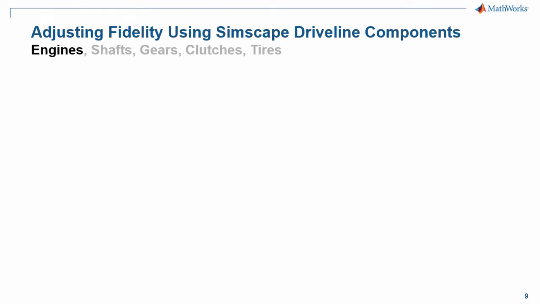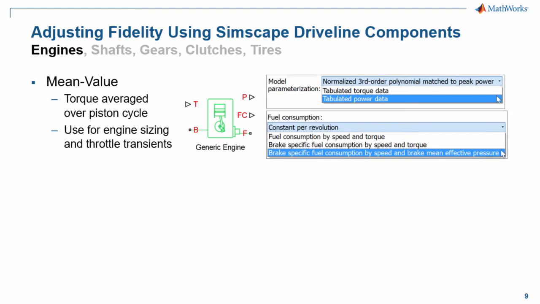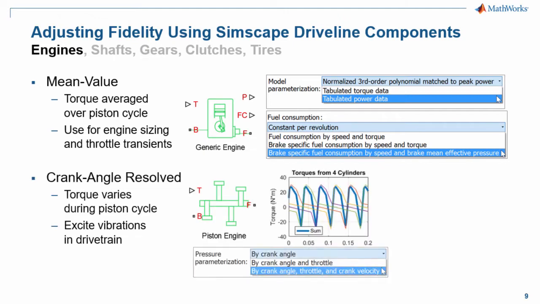There are a wide range of components available in Simscape Driveline for your powertrain modeling needs, and you can adjust the fidelity of those components to match the level of detail you need for your engineering task. There is a mean value engine model that produces torque averaged over a piston cycle. You can use this model to size engines and to include throttle transients. There is also a crank angle resolved model where the torque varies during the piston cycle. You can use this to excite vibrations in the drivetrain.